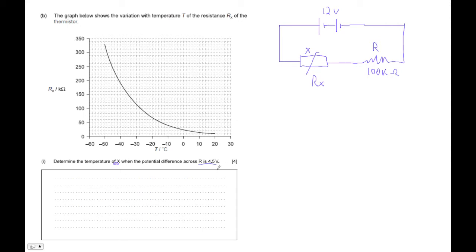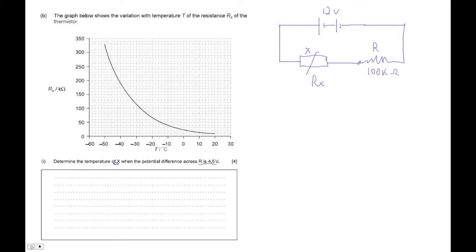Okay. So I think the strategy here is let's figure out what Rx is. If we figure out what Rx is, then we can go across here and go straight down, right? And we can figure out what the temperature is, right? Okay. So let's determine what Rx is.